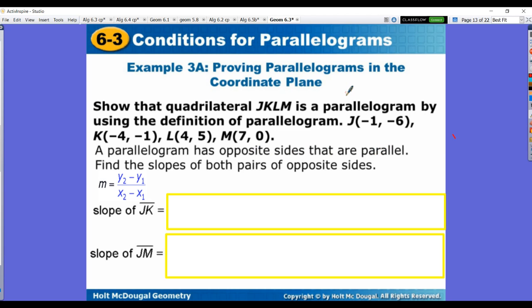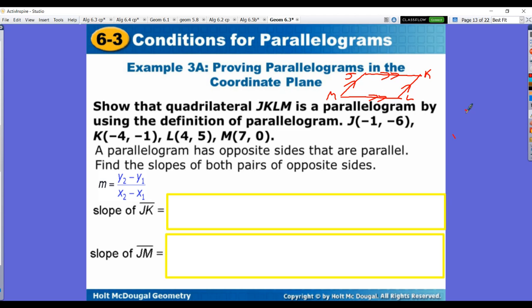So if we sketch ourselves a nice little parallelogram up here and label it JKLM, there's our parallelogram. The opposite sides are going to be parallel. So this side will be parallel to this one, and that side will be parallel to that side.